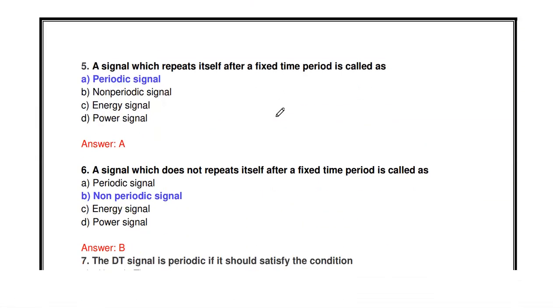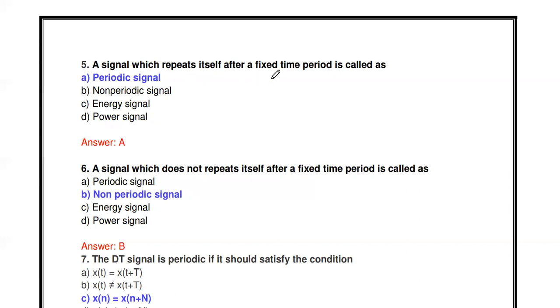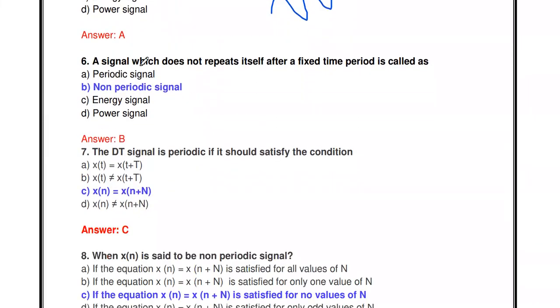Then next one: a signal which repeats itself after a fixed time period is called as dash. It's a periodic signal. We already discussed periodic and non-periodic. The signal which repeats itself after a fixed time period, after a fixed time period again the same waveform is repeating, means it is called a periodic signal. Okay. Then the next one: a signal which does not repeat itself after a fixed time period is called a non-periodic signal. If it is not repeating, it is called non-periodic.